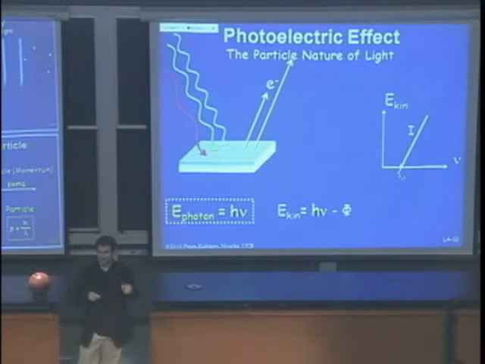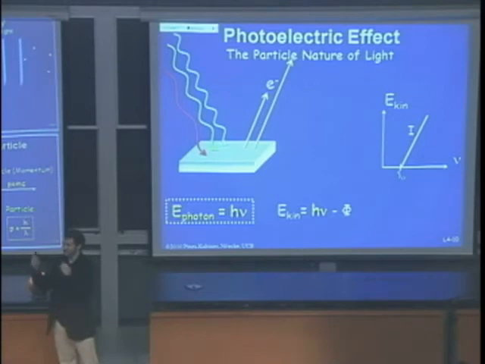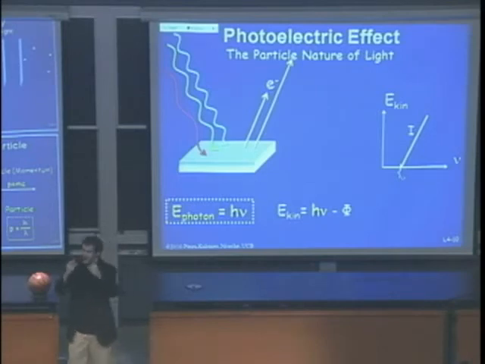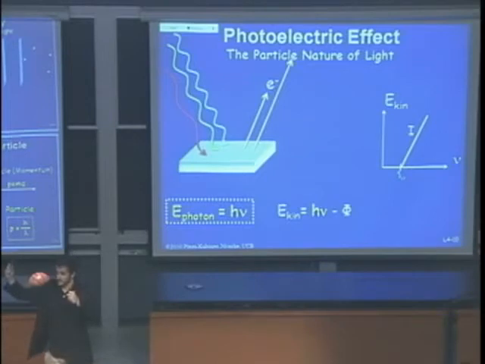The nucleus is positively charged, yes. So there's some sort of attractive force there that holds the electron orbiting the nucleus, right? Because otherwise it wouldn't stay there. So you have to put in an amount of energy equal to that force in order to remove the electron.